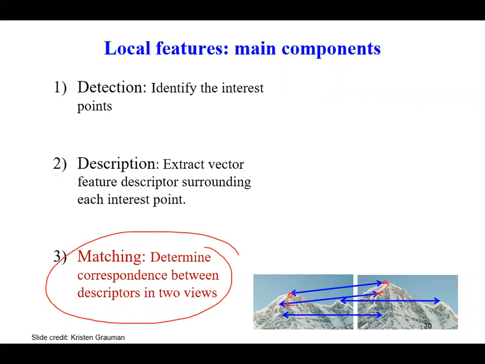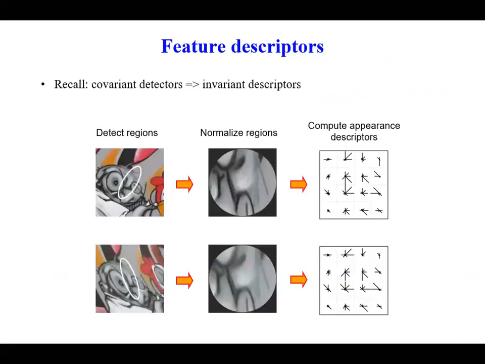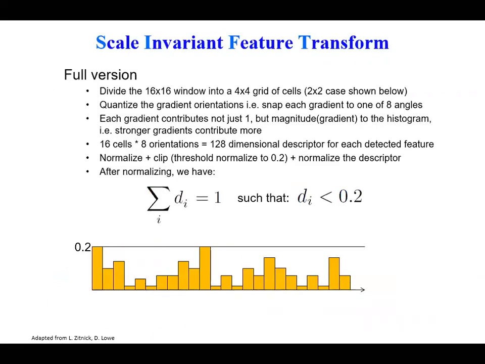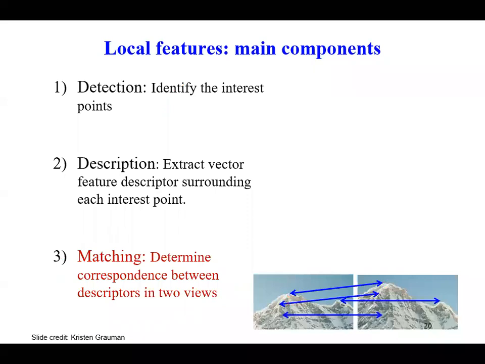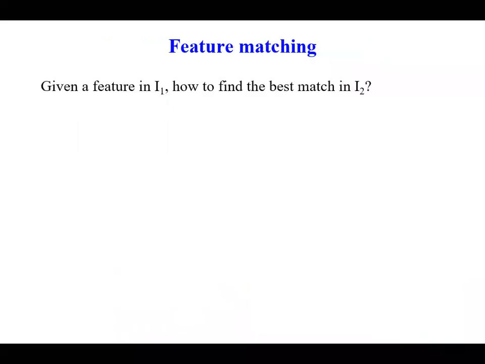We already explained the detection, identifying the interest points with the Harris corners and all of this kind of stuff. Then the description, with the explanation that we just showed using the SIFT algorithm. Then we would like to do a feature matching. So how can we do a feature matching?